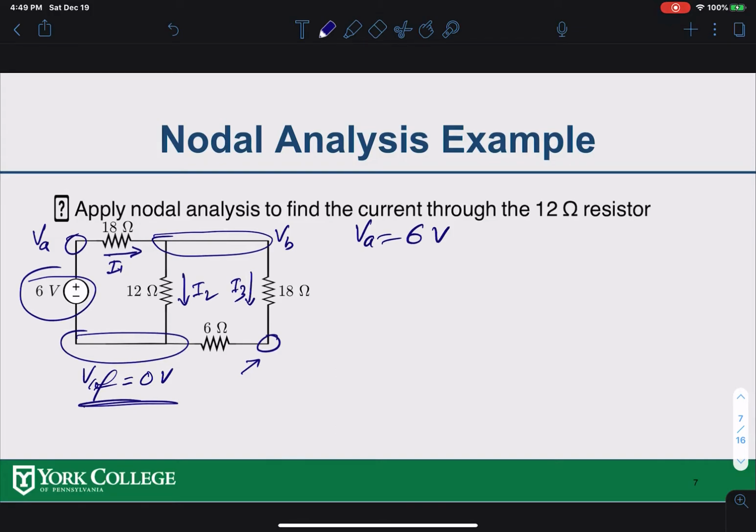Out of the 4 nodes I have, 2 nodes have a known voltage: the reference has 0 volts and VA has 6 volts. I don't have to do anything with these nodes because I know the voltage. Another node is not necessary for the circuit, so I have only 1 node that I have to deal with. That is node B, so I'm going to apply KCL at node B.